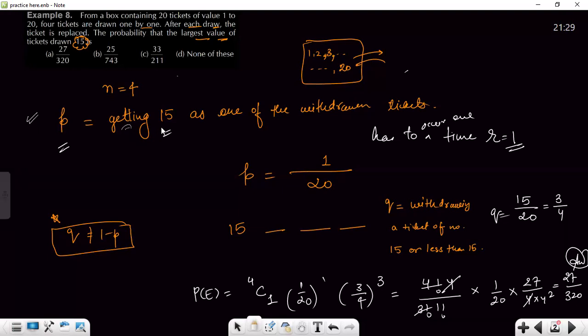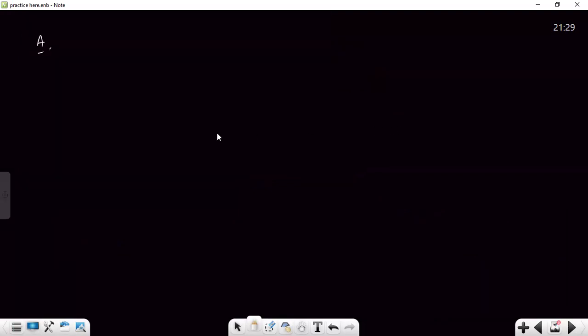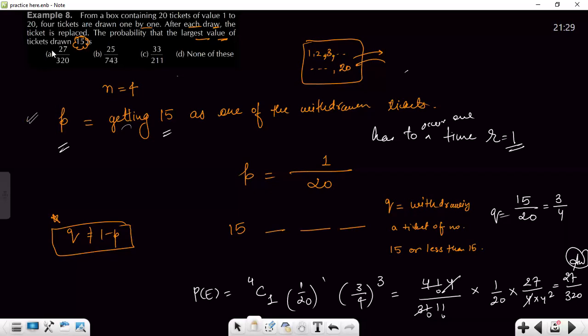P event is about getting 15 as the ticket number, and it should happen at least once. So we want it to happen one time for sure. A is the correct option. Yes, option A matches with our answer.